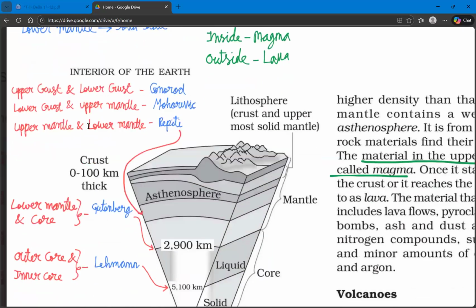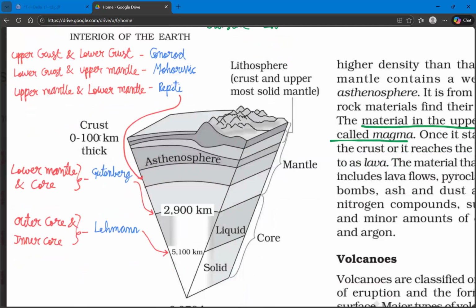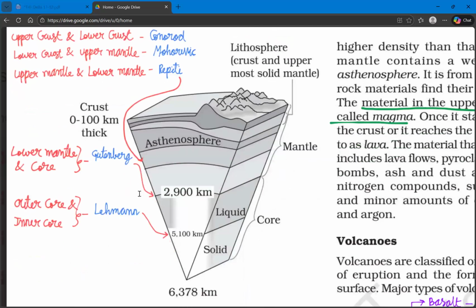It comes between upper mantle and lower mantle. So upper mantle, which is asthenosphere, and the lower mantle, which is in solid state. So Repetti discontinuity comes between upper mantle and lower mantle. And then we have Gutenberg's discontinuity, which is between lower mantle and core.